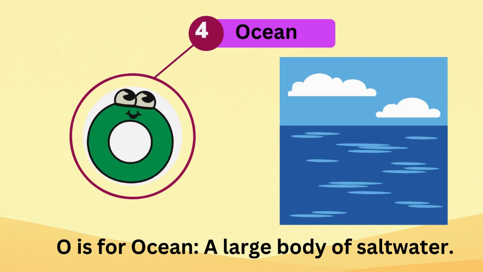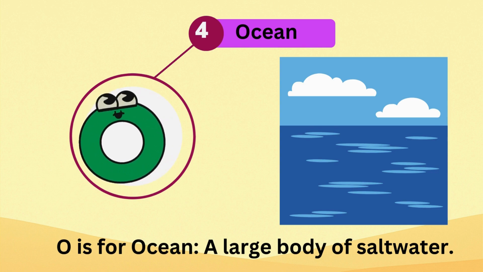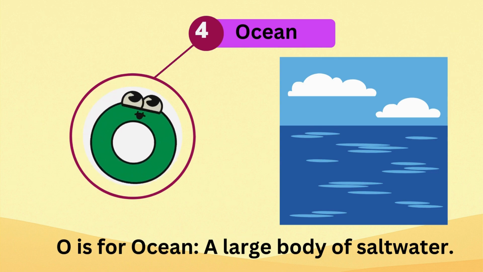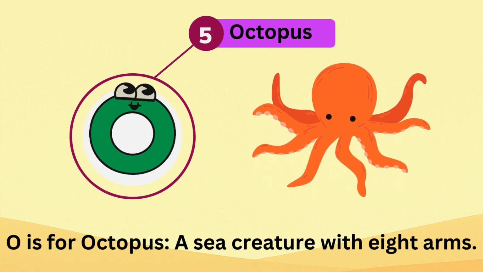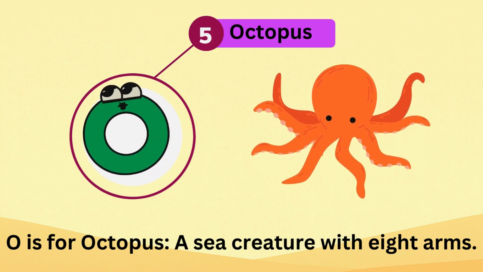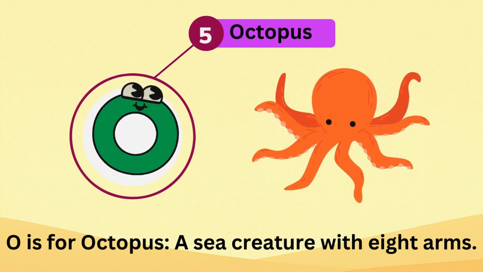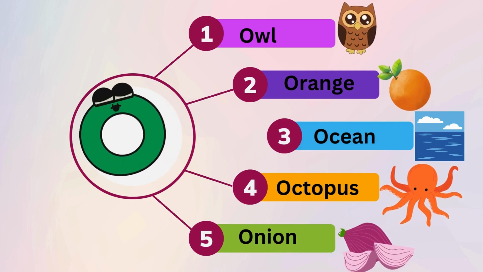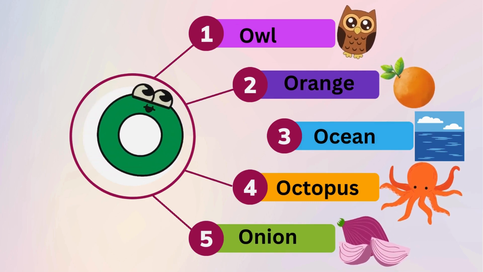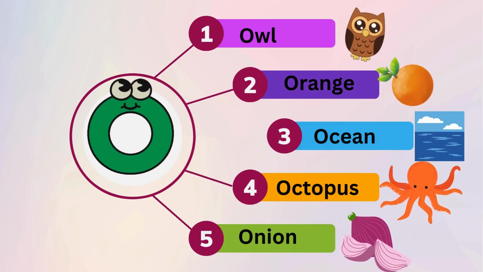O is for ocean, a large body of salt water. O is for octopus, a sea creature with 8 arms. O is for owl, orange, ocean, octopus, and onion.